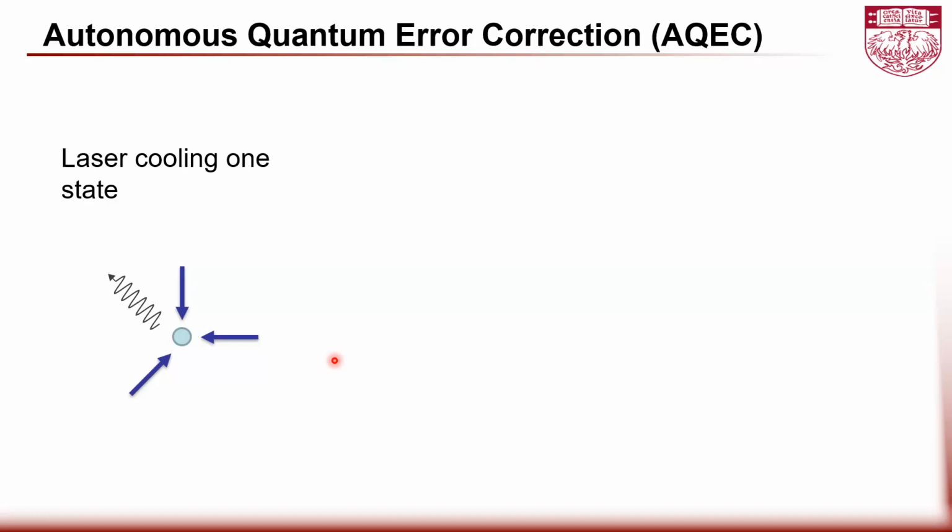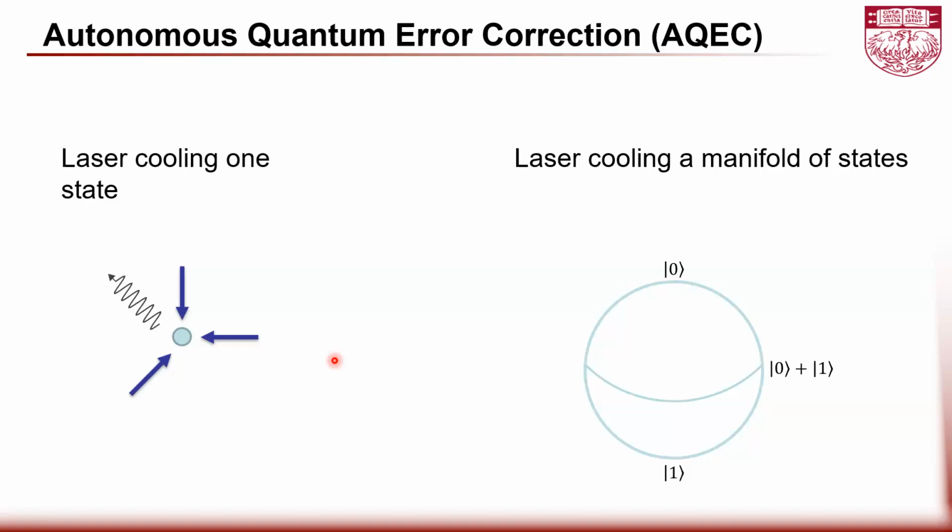Now, autonomous quantum error correction does a similar thing, but a non-trivial extension is to laser cool a manifold of states. So this is the Bloch sphere. You have the logical 0 and logical 1. It also has some interactions with the environment that you don't want to happen, but actually happen and make the logical states become error states. Now, the goal is to find a set of lasers that can continuously push all of the states back to the Bloch sphere.